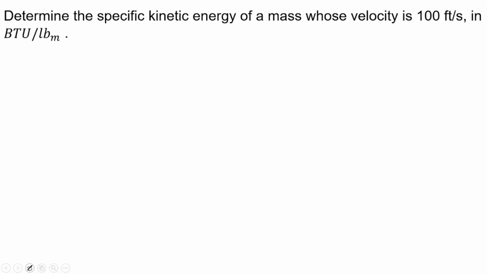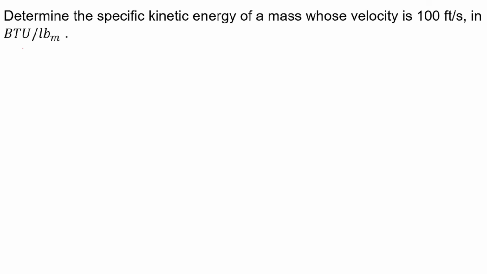For this problem, we are asked to determine the specific kinetic energy of a mass whose velocity is 100 feet per second in BTU per pound mass. So, hinahanap sa atin yung specific kinetic energy. And when we say specific, again, it's per unit mass. So, kaya mapapansin nyo, this is energy per unit mass. British thermal unit per pound mass.